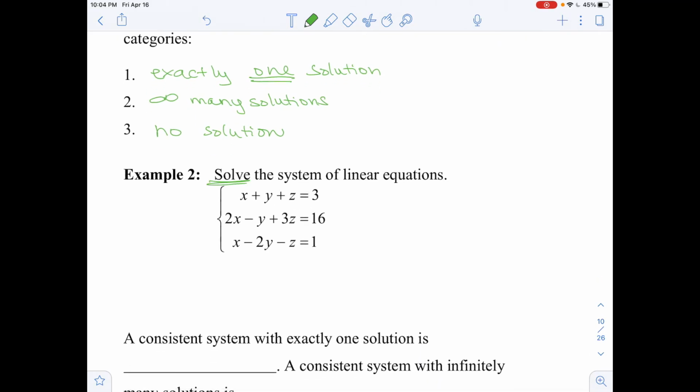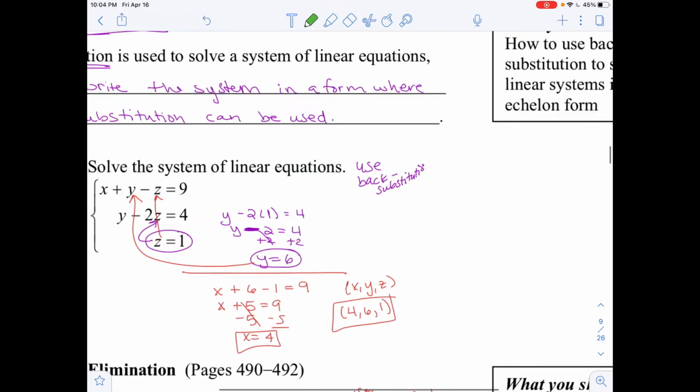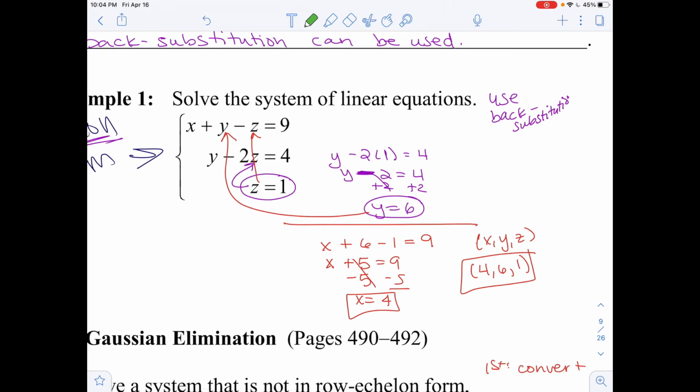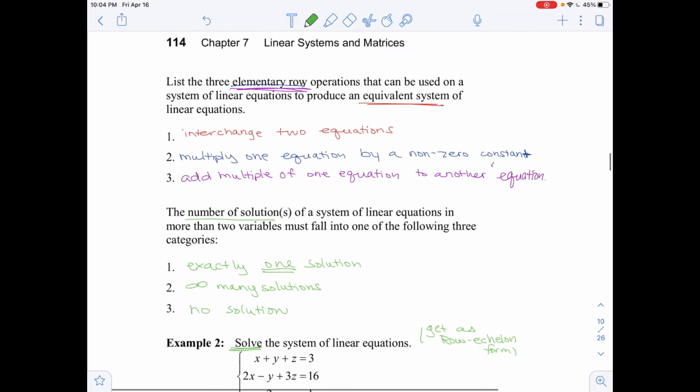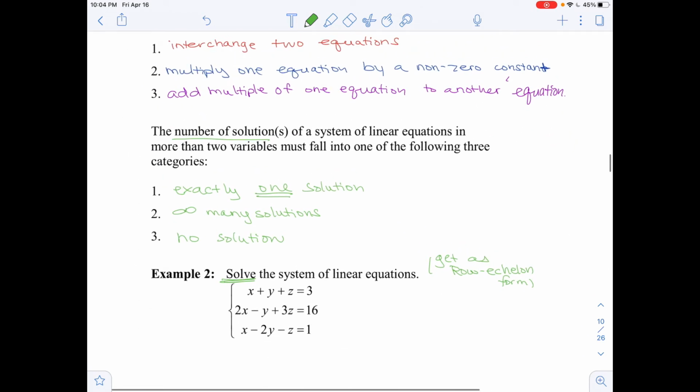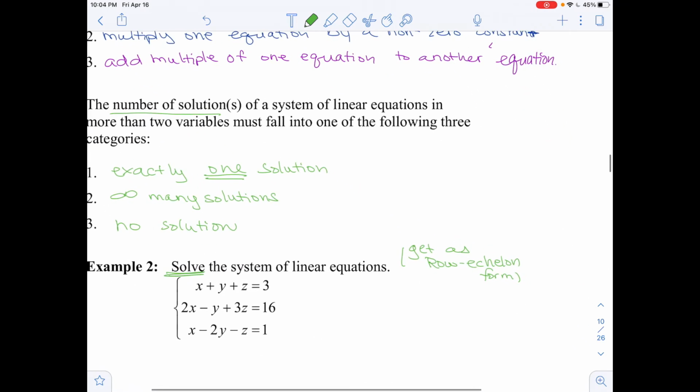In order to solve the system of linear equations, we need to get this into what we were doing before. We need to get this into row echelon form, which we saw before in example number 1. Do you see, remember how easy that one was to solve with 3 system equations? So we're going to do the same thing, but we're going to use our row operations to get the system of equations in row echelon form.